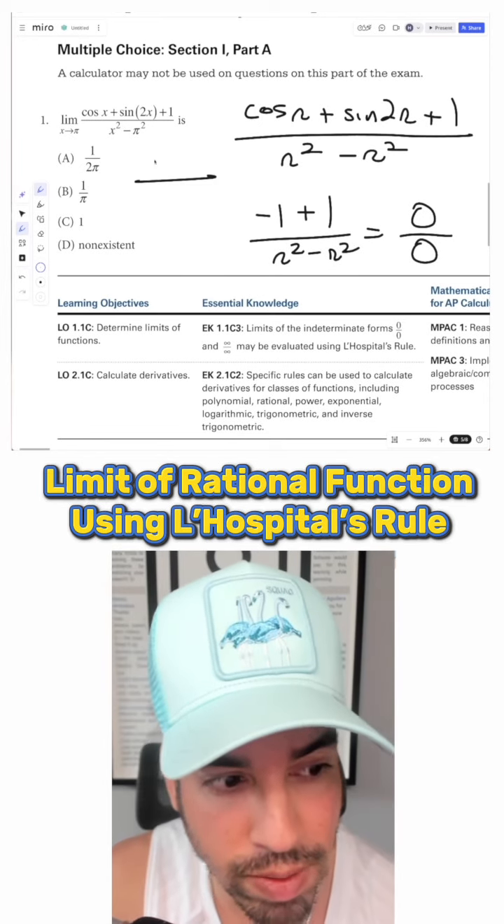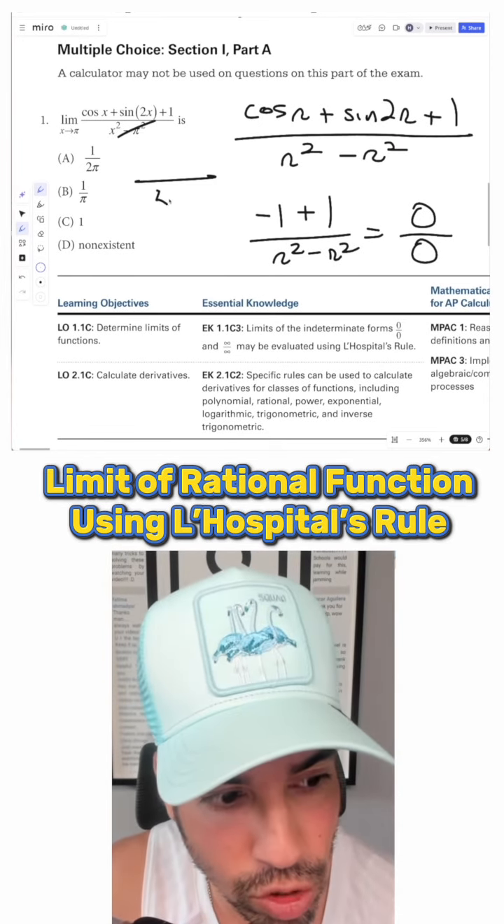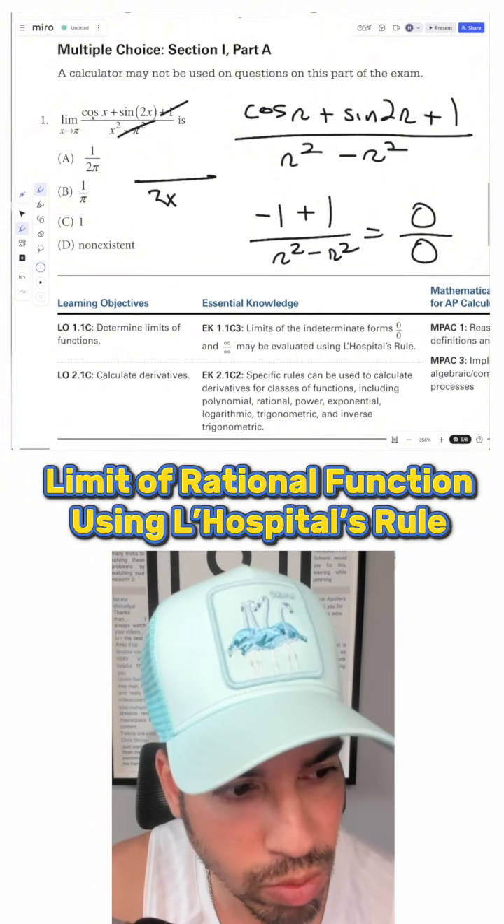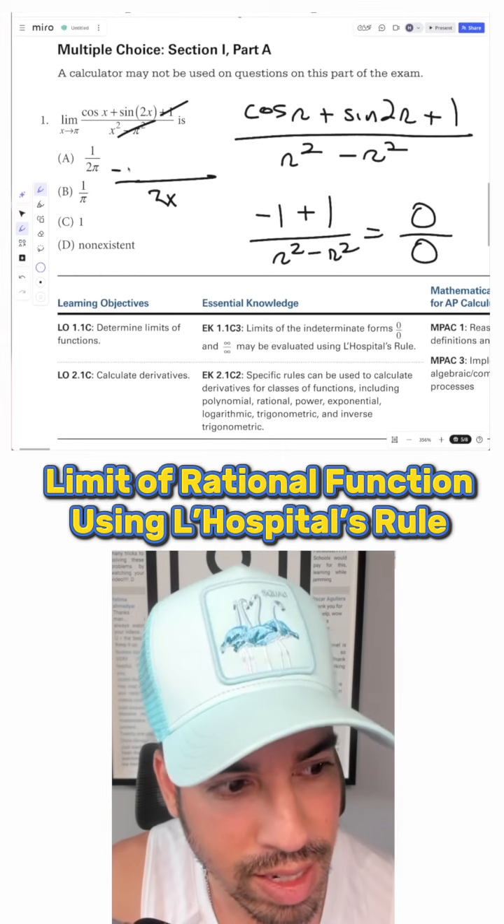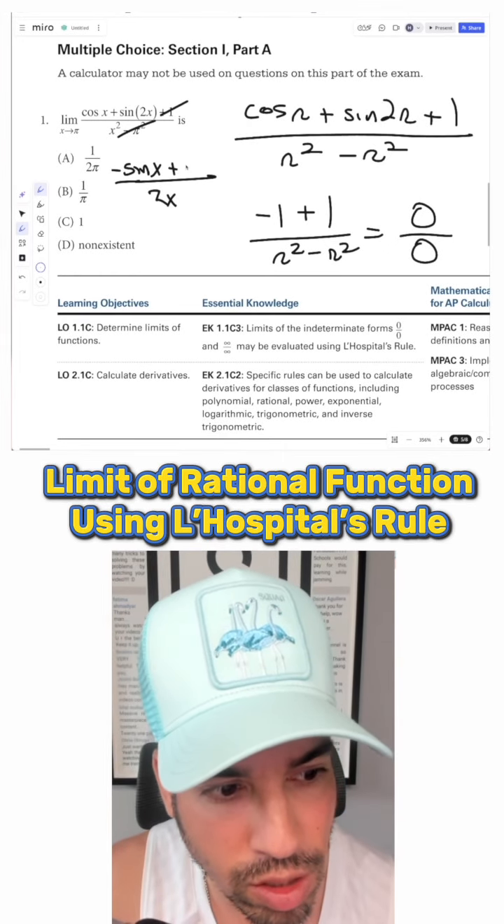We're going to take the derivative of the bottom. Derivative of a constant goes to 0. Derivative of x squared is 2x. Now we're going to take the derivative of the top again. Derivative of 1 goes to 0. Derivative of cosine is negative sine of x. Derivative of sine is cosine of x.